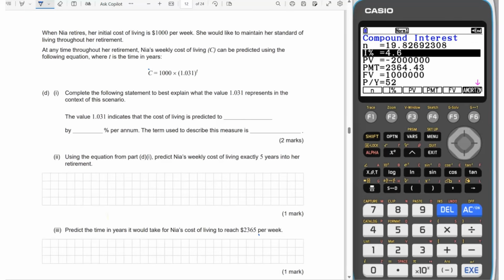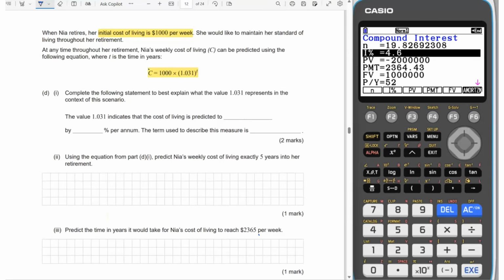Okay, so Nia here has decided that her initial cost of living is $1,000 per week, and she wants to maintain that standard of living all the way through her retirement. So we start off, they tell us that it can actually be given by this equation here, where the cost of living is $1,000 times 1.031, so it's essentially 3.1% inflation, and then t is going to be the time. Given all that, we have to fill in some blanks here.